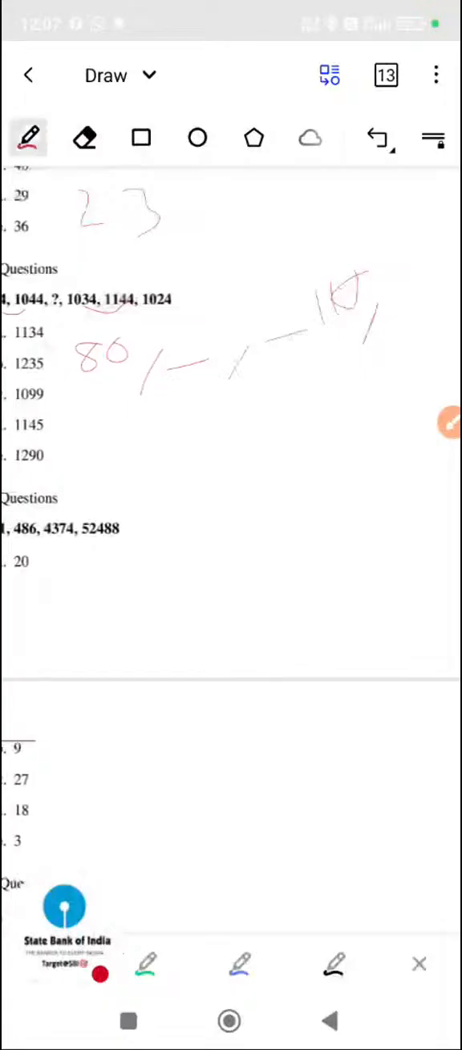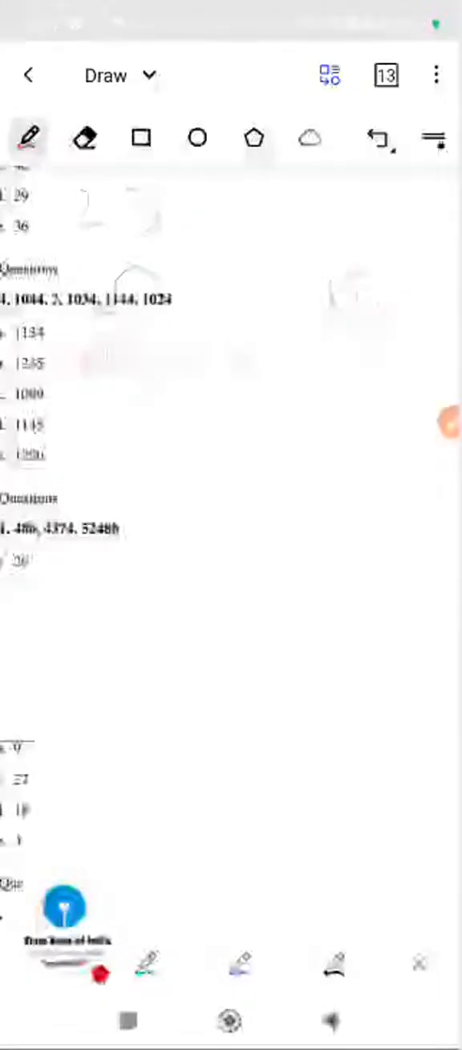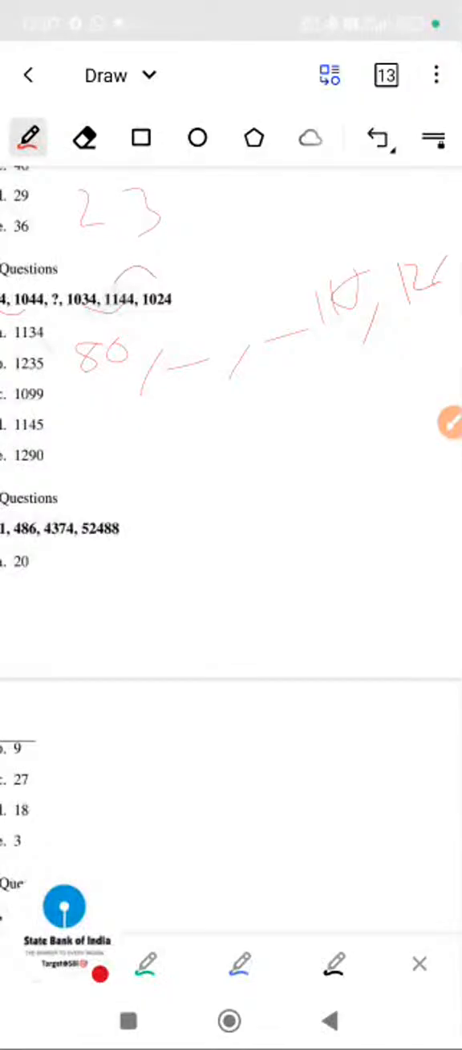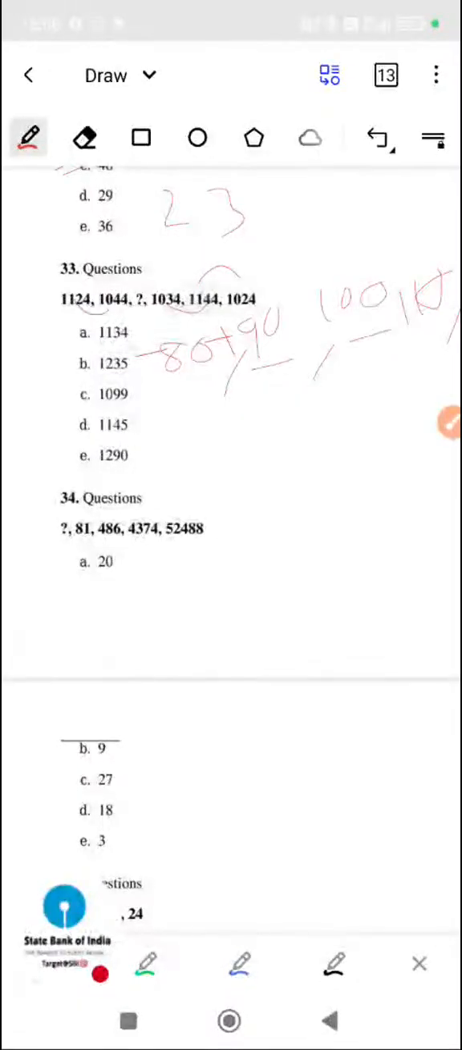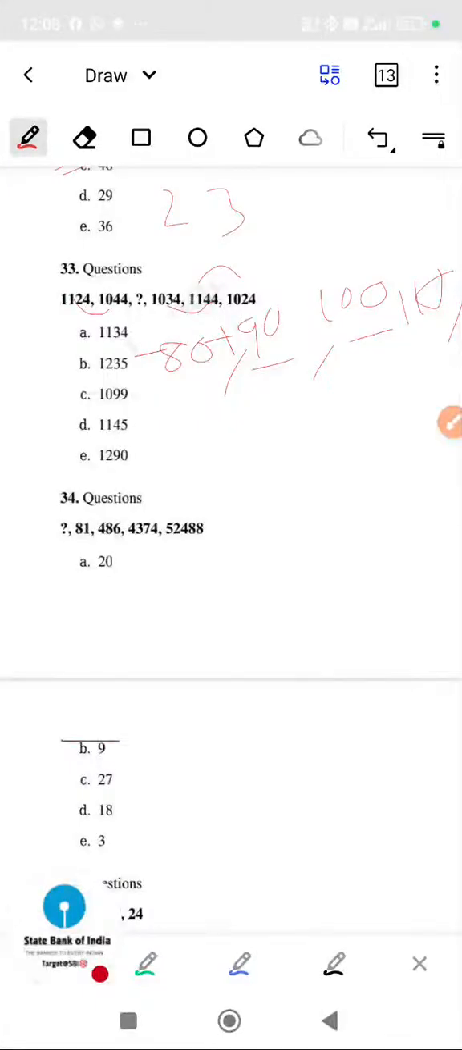Next difference is 120. So plus and minus sequence of 10. So this must be 90 and this must be 100. So what we have is, this is minus 80, this is plus 90. So plus 90, 1044 plus 90, which will be 1134. 1134 is our answer. So option A is the answer for the 33rd question.